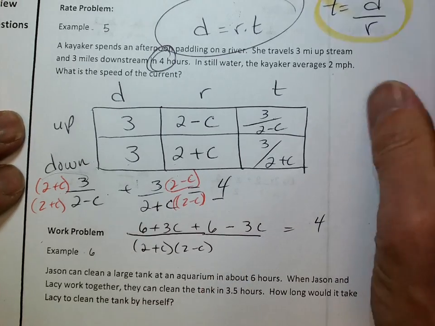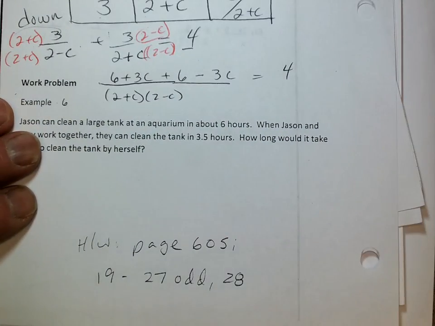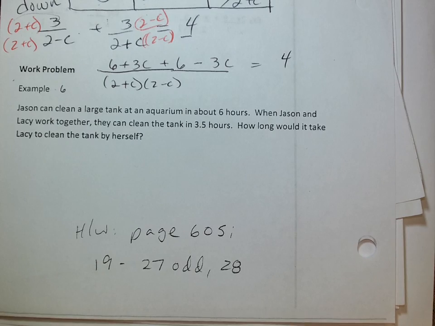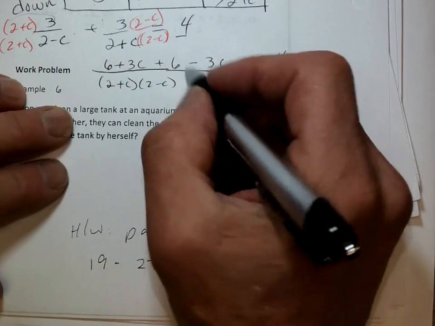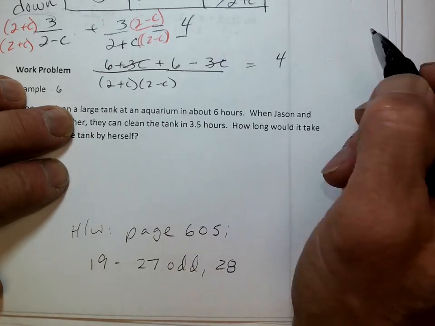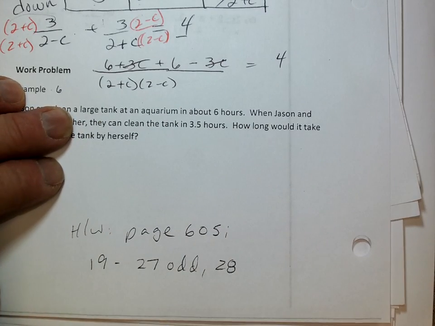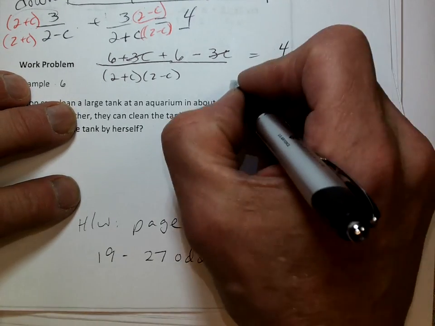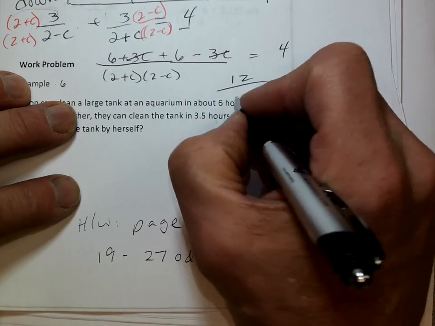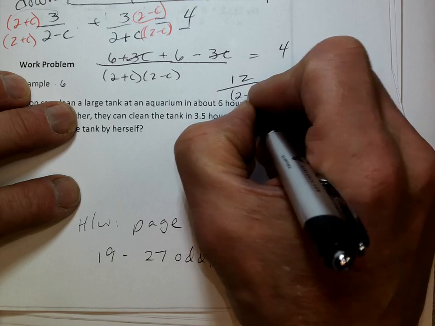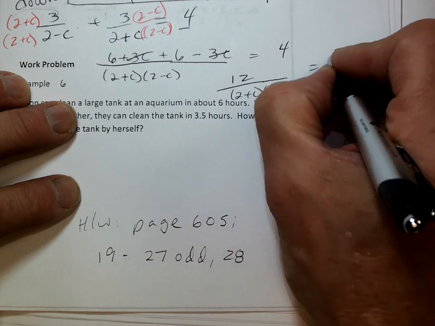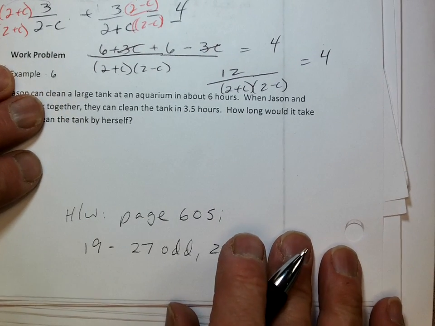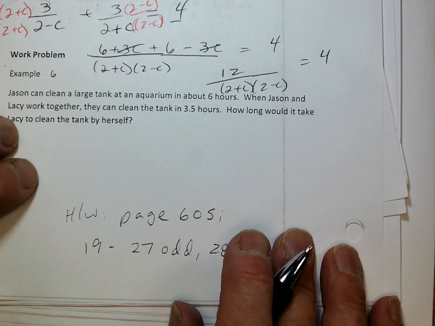Okay, how am I doing? I'm running out of room. I'll just have to squeeze it in, huh? So, my c's cancel, right? Am I going too fast? And I'm left with a 12 over 2 plus c, 2 minus c equals 4. Okay, am I going too fast?